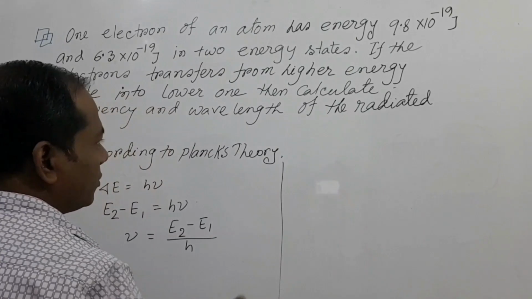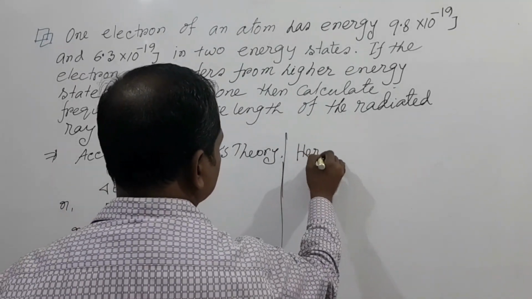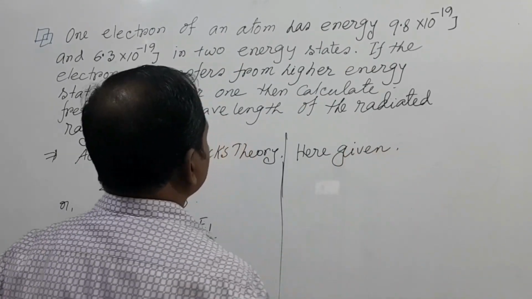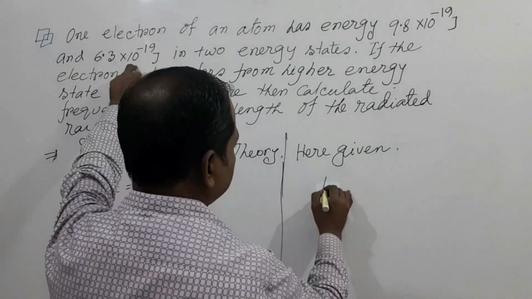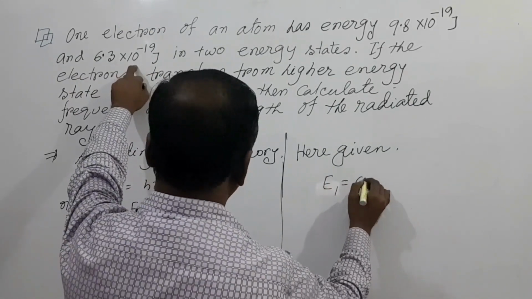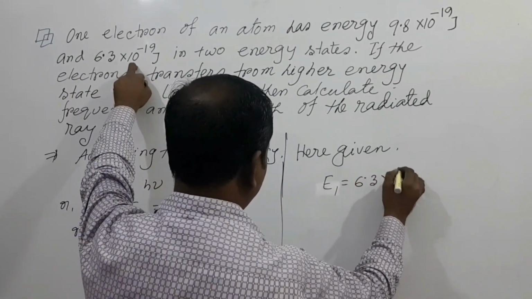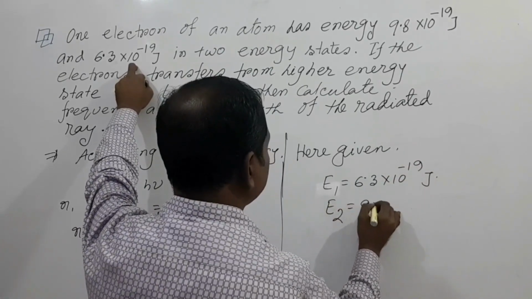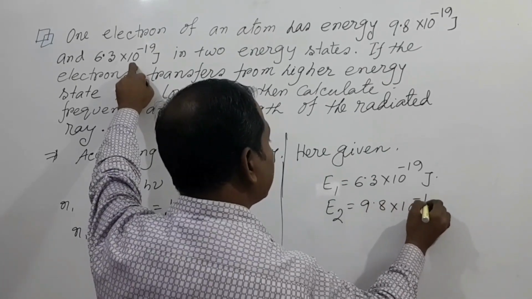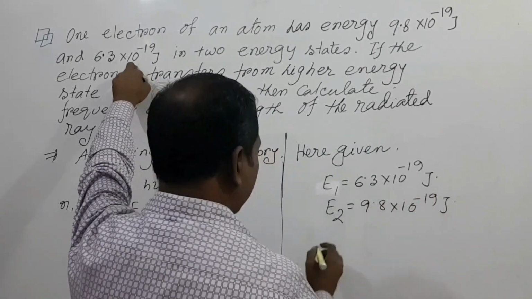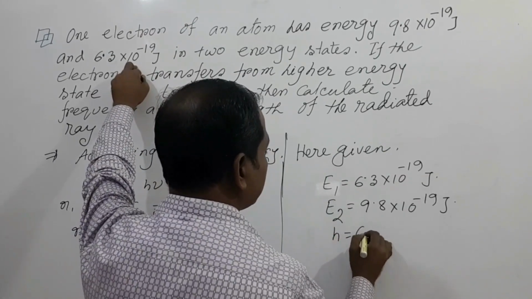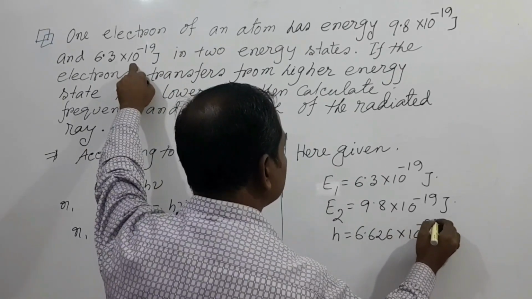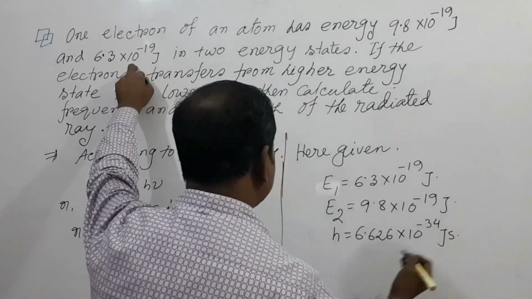My dear students, now here given E1 equal to 6.3 into 10 to the power minus 19 joule, E2 equal to 9.8 into 10 to the power minus 19 joule, and we know that Planck's constant equal to 6.626 into 10 to the power minus 34 joule second.